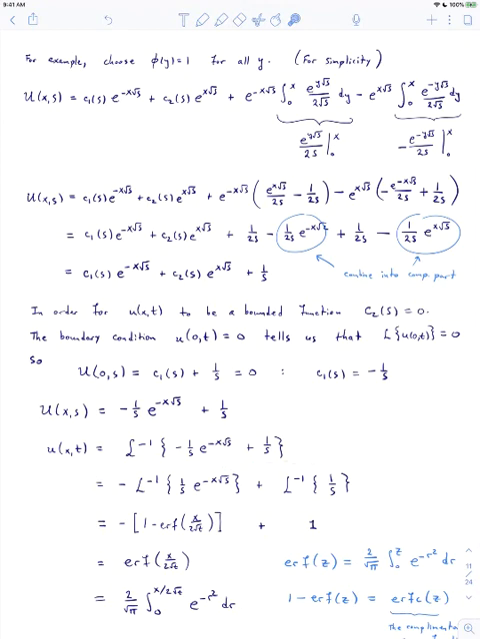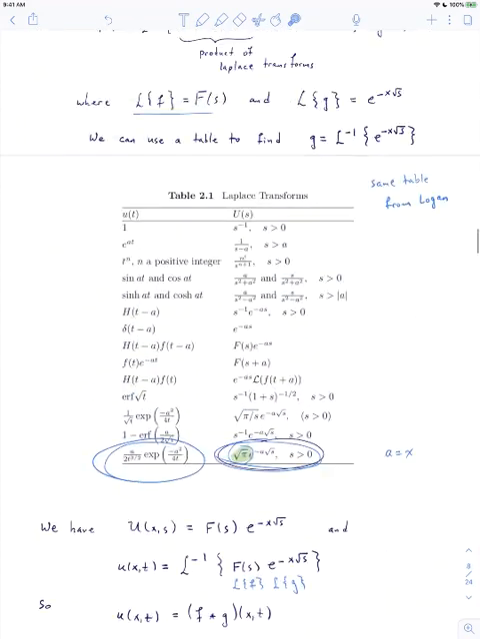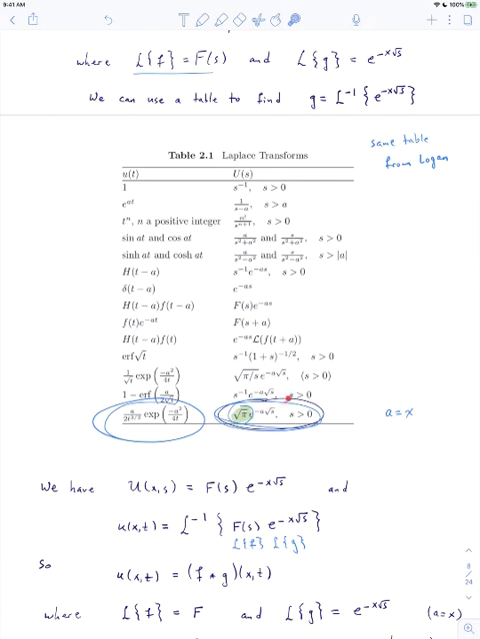So we have the inverse Laplace transform of minus 1 over s e to the minus x square root of s, plus the inverse Laplace transform of 1 over s. Now the inverse Laplace transform of 1 over s, that's an easy one, that's just 1. For the other one, we have to go back to our table, which is all the way up here, and it's this one. It's 1 over s times e to the minus a square root of s. So again, a is just going to be x in our case.